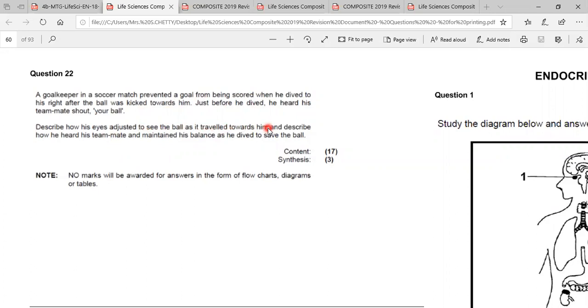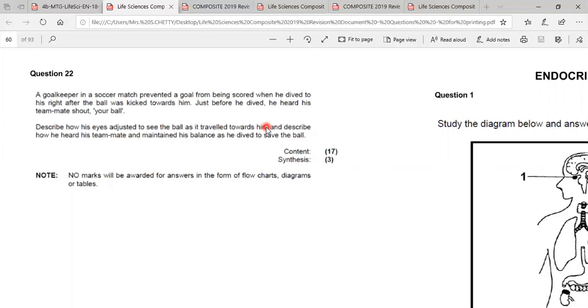Now, as the ball is traveling towards him, that means the ball is closer to his eye. So we're going to describe accommodation for an object which is close to the eye. Are you with me? So when an object is close to the eye, that is near vision, you talk about all the things we learned about in near vision there. So you'll put down there, you can even put a subheading, how his eyes adjusted, and right below that about near vision.